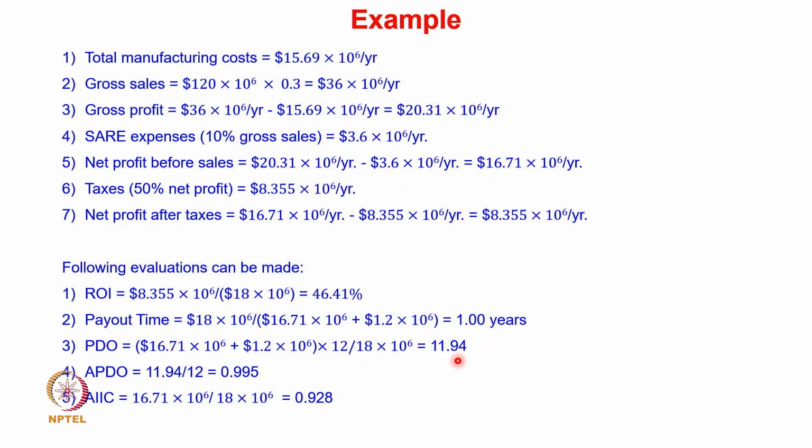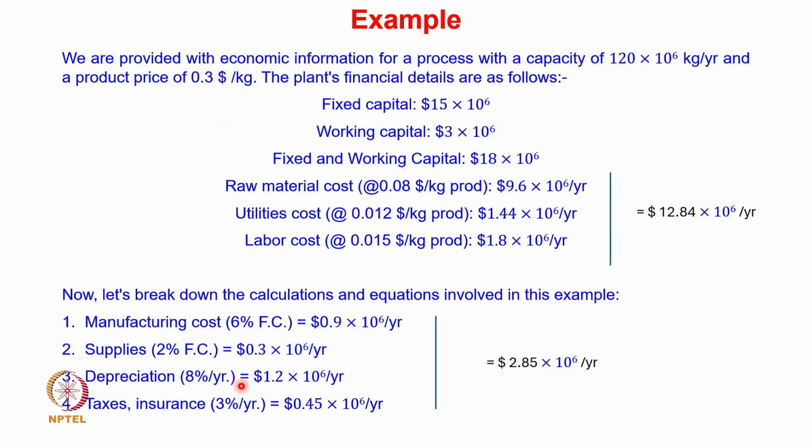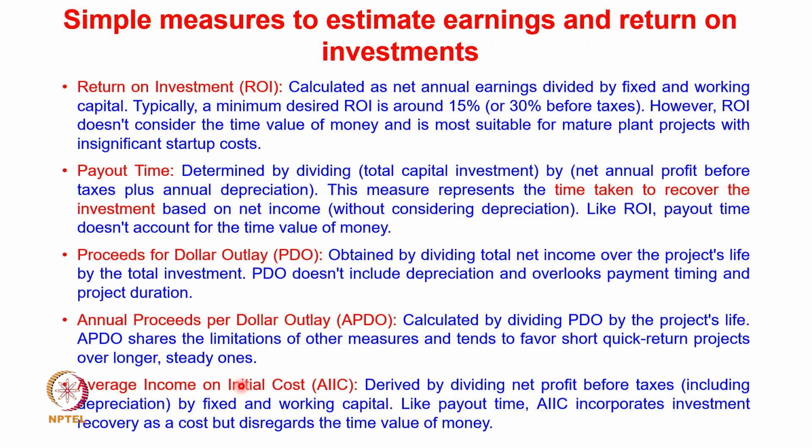Now this PDO is divided by the number of project years, so the 12 years we have taken as the service life. You can see that the APDO we can obtain is 11.94 divided by 12, which comes to around 0.995. That is the annual proceeds per dollar outlay.